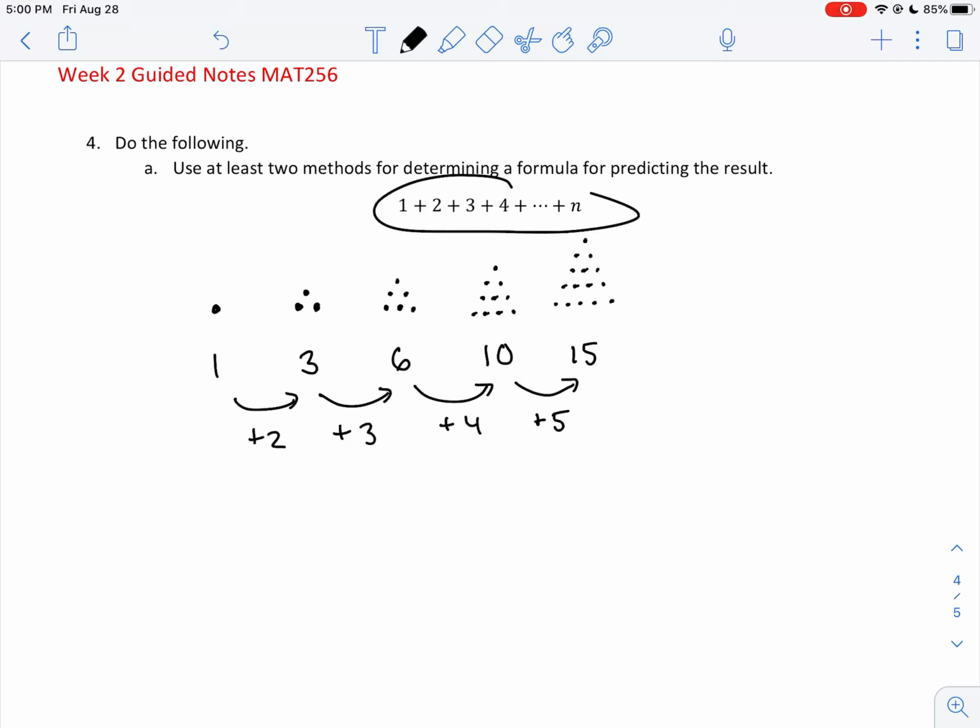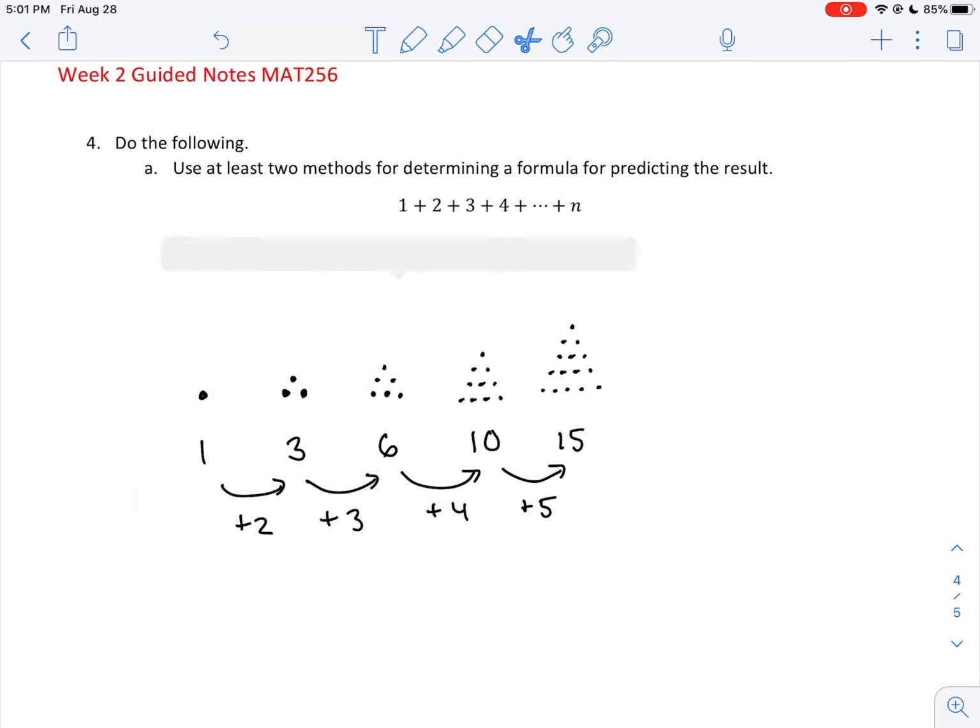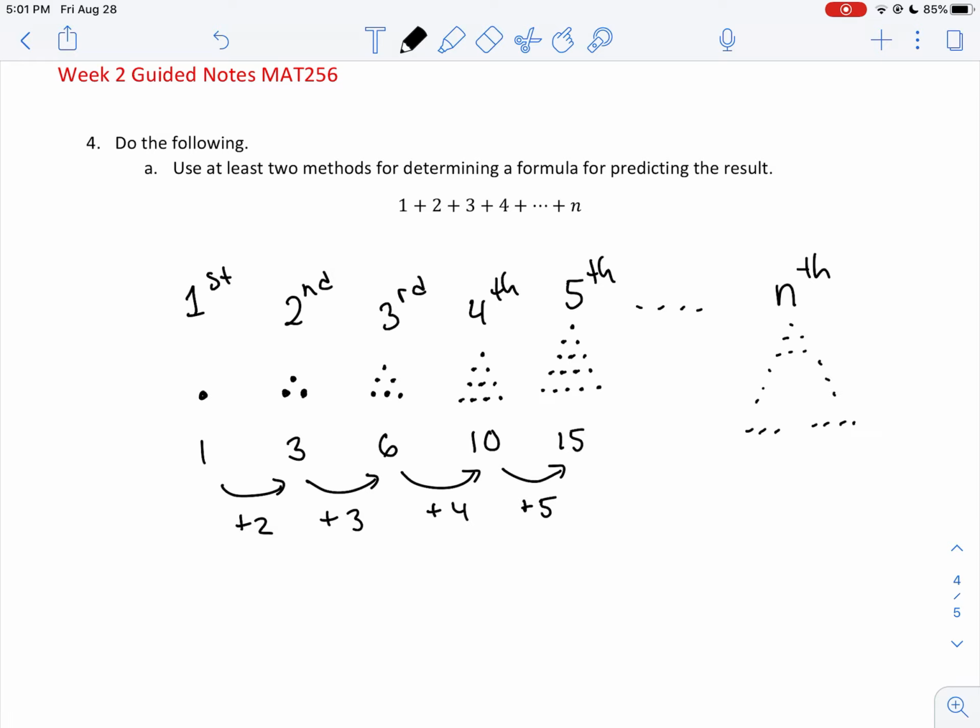So what this task is asking us to do now is to determine a formula for predicting the result if I get to the nth such triangle. So let me move these down. This would be the first number in this list. This would be the second number in this list. This would be the third. This would be the fourth. This would be the 5th number. We're trying to skip ahead and predict what the nth would be. It's kind of hard to make such a triangle because we don't know how many dots there would be here.